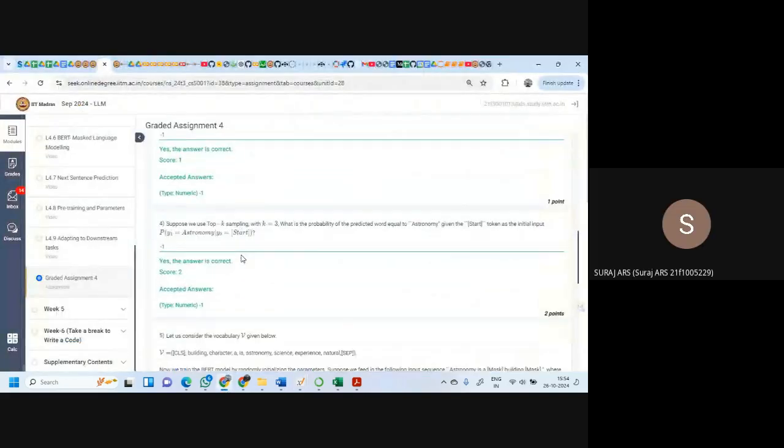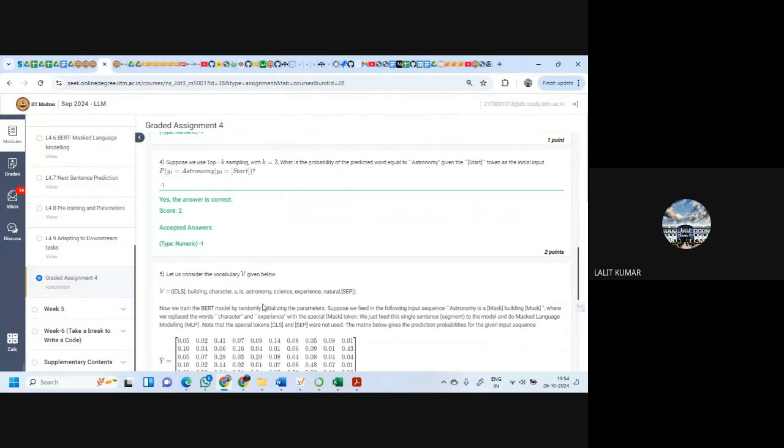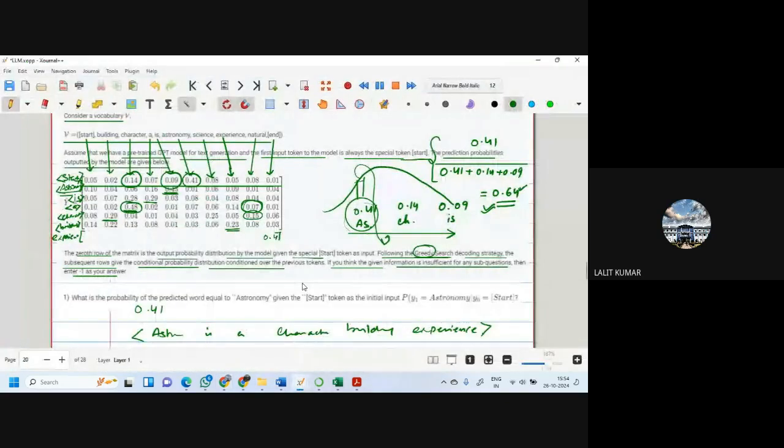Sir, if it is top P sampling? In top P sampling, they will always give you the P value. For example, P is equal to 0.9. It's like a threshold. So you will take all tokens till the time you reach 0.9. So that is the only difference between top K sampling and top P sampling. In top K sampling, we always take only K number of tokens. In top P, it depends on the probability. So sometimes you might take only 3, sometimes you might take even 7.